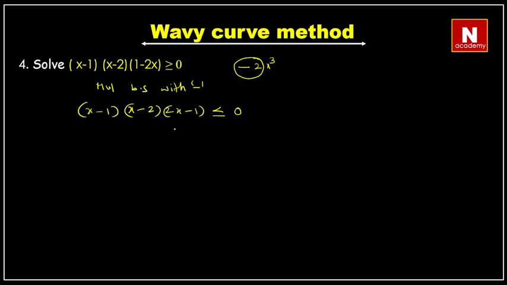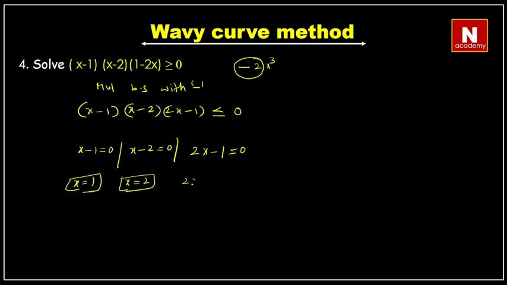So now the leading coefficient is positive. Step 1 completed. After that, observe step 2. On the RHS it is already 0 and the left hand side factors are given directly. That's why step 2 is also completed. Now in step 3 we find the critical points. How to find critical points? Equate each bracket to 0. x − 1 = 0, x − 2 = 0, 2x − 1 = 0. x = 1, x = 2, 2x = 1 so x = 1/2. So we got the critical points.